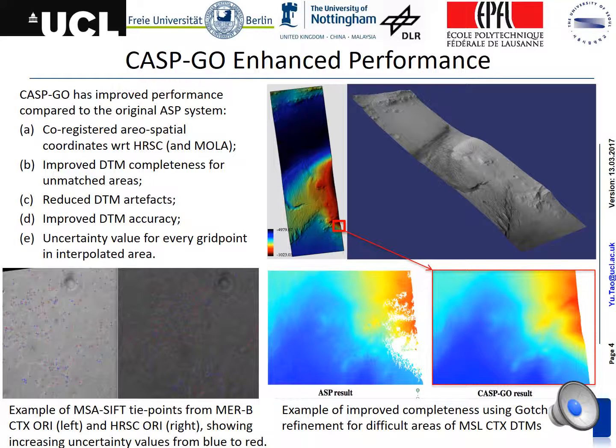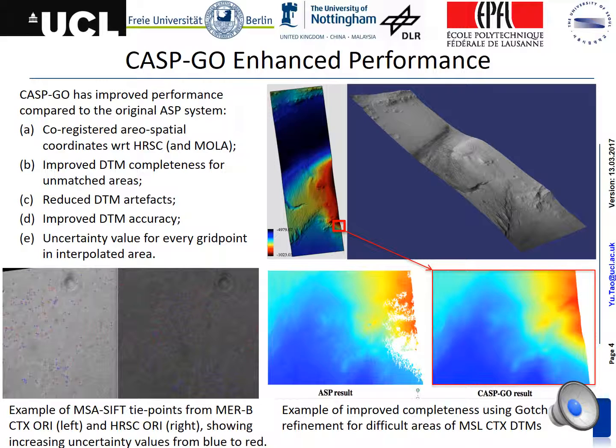Therefore, based on the open-source ASP pipeline, we further added several key components to specifically address issues found from the experimental products in order to develop a more optimal processing chain. CASP-GO has improved the performance compared to the original ASP system in terms of co-registered aerospatial coordinates with respect to HRSC and MOLA. The bottom left image shows an example of the mutual shape-adaptive scale invariant feature transform type points that we used in this processing chain from the MER-B CTX array on the left and HRSC array on the right, showing increasing uncertainty values from blue to red.